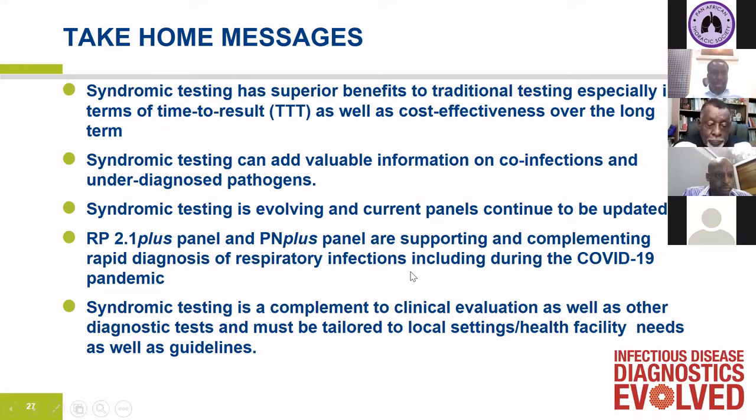And last, I think I've already mentioned the complementation, but very important, it must be tailored to the local setting and health facility needs, as well as guidelines. It is a PCR-based solution, and it will likely not be available across all the main primary care facilities, but at least in the tertiary or second level, and particularly in critical care, it can make a big change in terms of people being able to get diagnosis faster and being able to make decisions even faster for the patients.